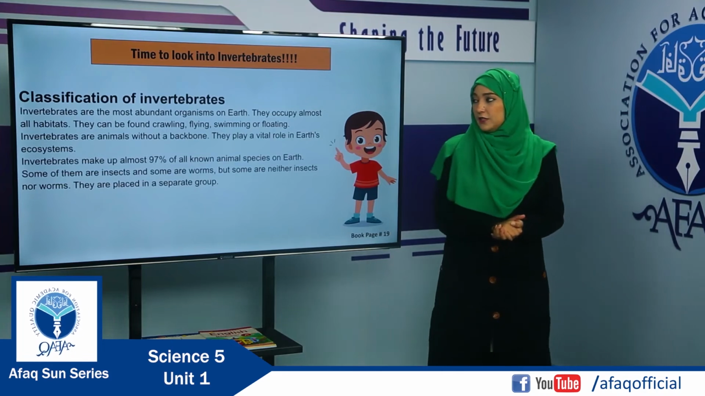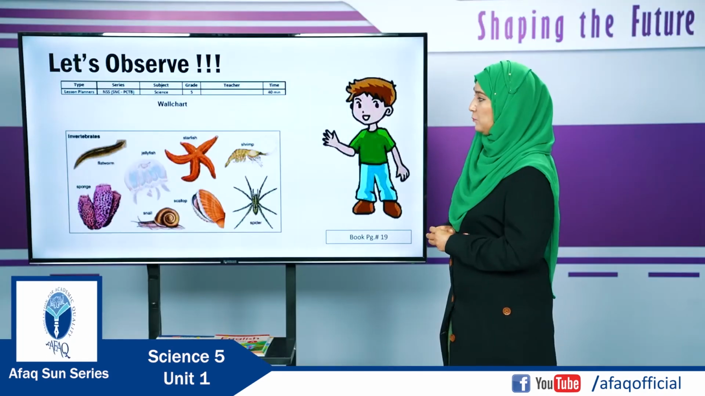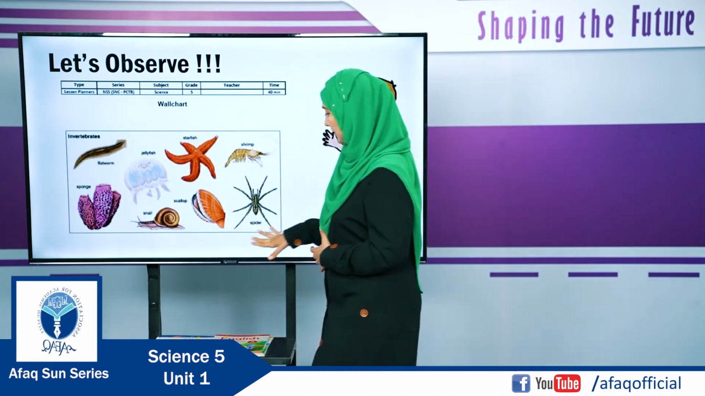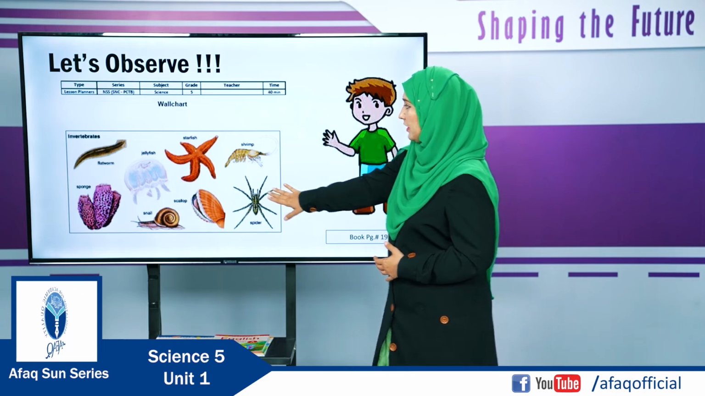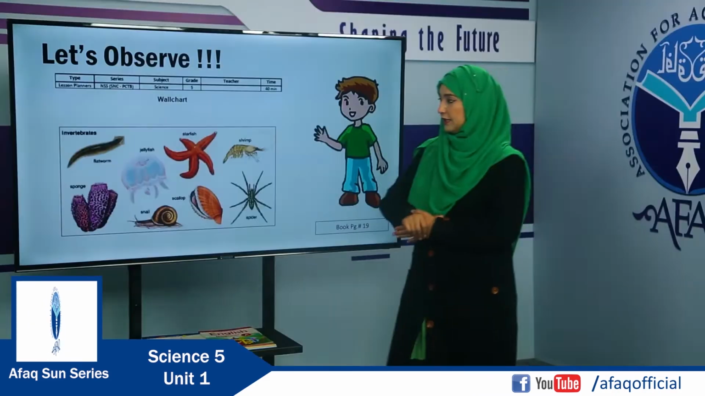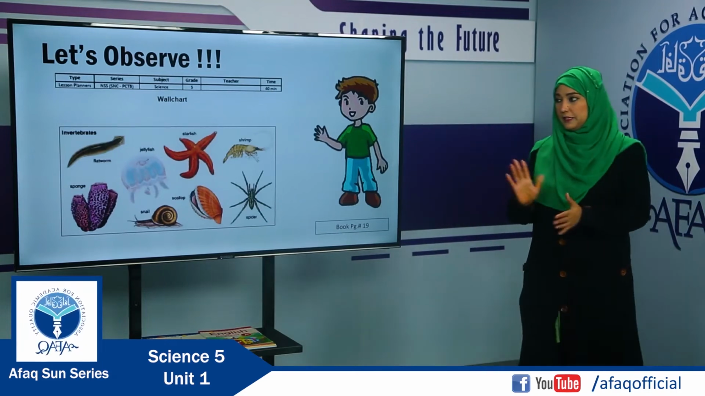Invertebrates are divided into 5 groups. Look at this wall chart. Here different invertebrates are shown. You can see a spider, a starfish, a jellyfish, a sponge in this wall chart. Look at them and observe them carefully.